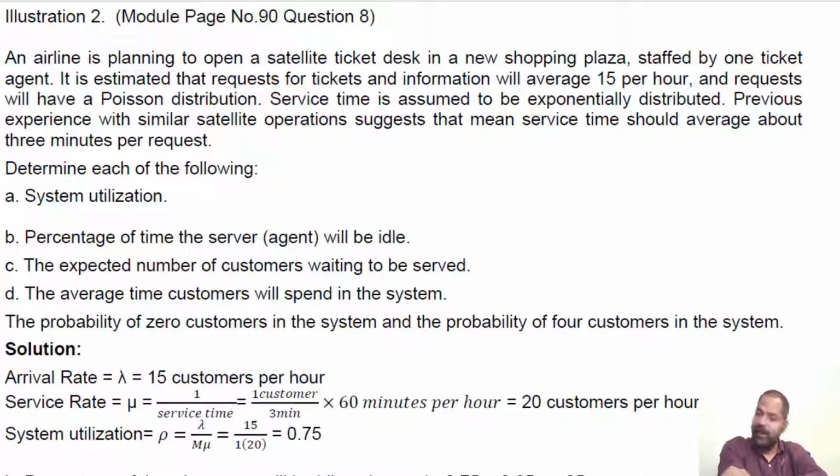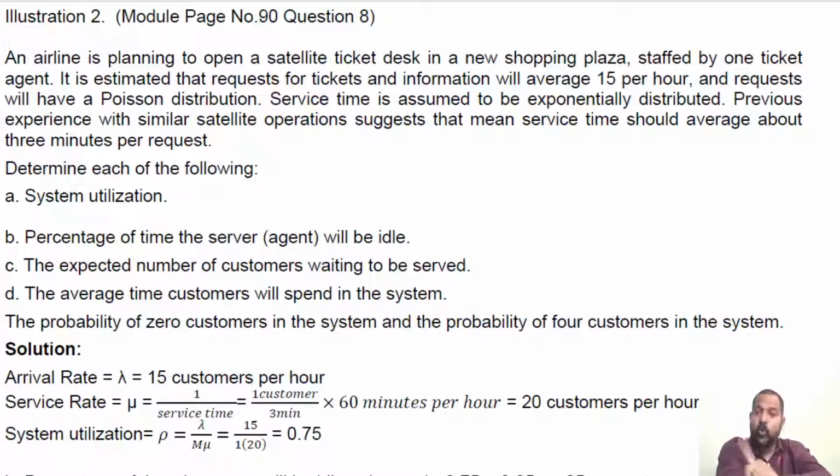Staffed by one ticketing agent. So there is one ticketing agent, which means there is a single server. It is estimated that requests for tickets and information will average at 15 per hour. So the request arrival is at the rate of 15 per hour, and the requests will be Poisson distributed. Perfect. So random but Poisson distributed. Service time is assumed to be exponentially distributed. Previous experience with similar satellite operations suggests that the mean service time should be an average of 3 minutes.